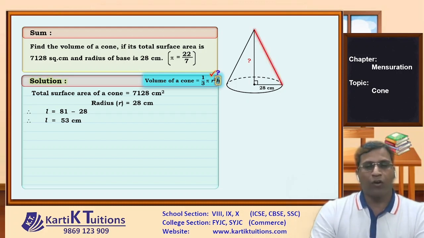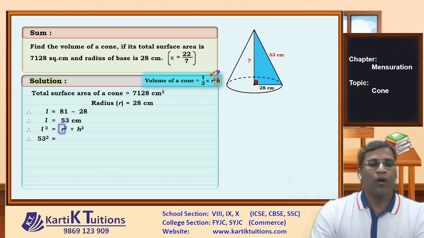तो can we get the value of h? Yes. How? By slant height formula. That is l square is equal to what? h square plus r square. Now let us substitute the values. इधर कैलकुलेशन थोड़ा भारी होने वाला है, so ध्यान दो. Now it is 53 square is equal to 28 square plus h square. So 53 square minus 28 square is equal to h square.